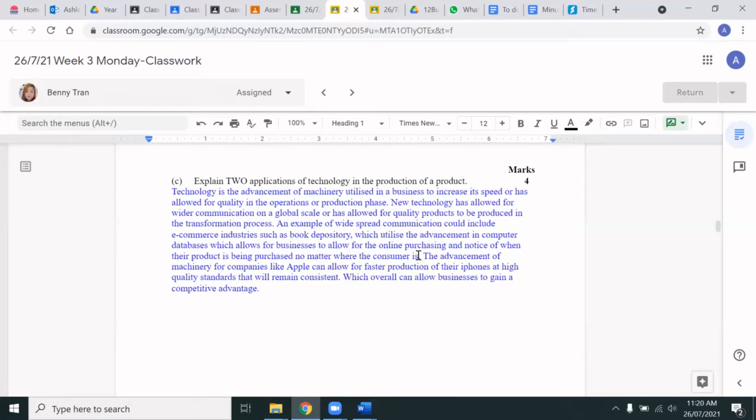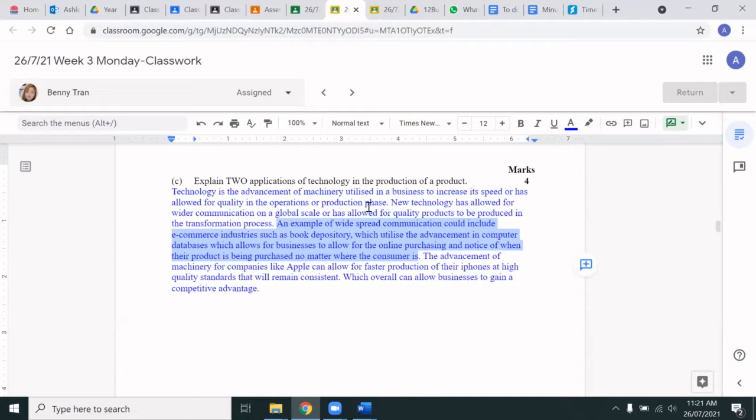Yep, good. So this one here, where's it start? So you got one example here. An example of widespread communication would be e-commerce industries, such as Book Depository. I don't know what they are, but sure. Which utilize the advancement in computer databases, which allow for businesses to allow for online purchasing and notice of when their product is being purchased, no matter where the consumer is.